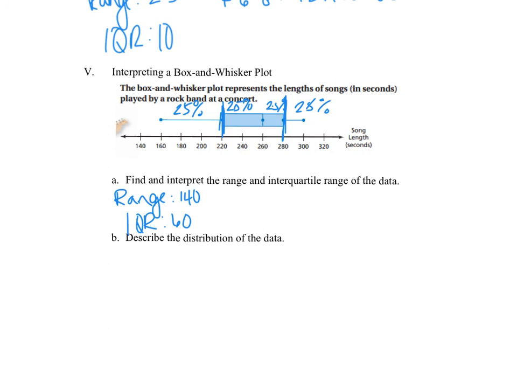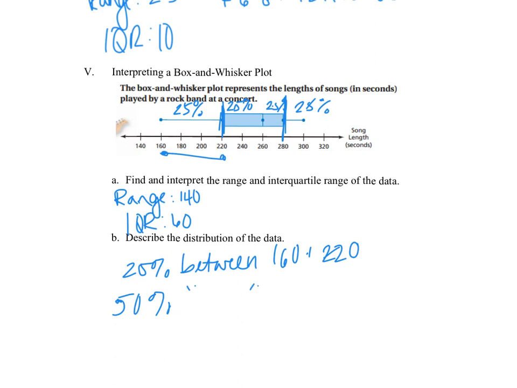When you describe the distribution of your data set, I would describe it as 25% of the songs were between 160 and 220 seconds. 50% were between 220 and 280. That's where 50% of the data is pretty close together. Half your songs fall in between that length. And then again 25%, the third quartile, are between 280 and 300.